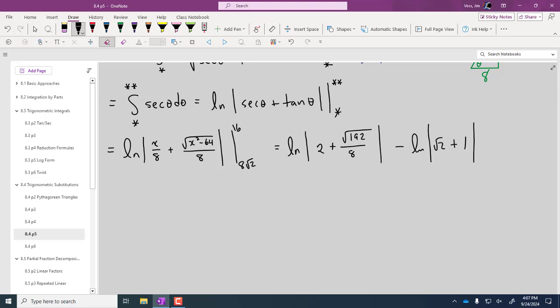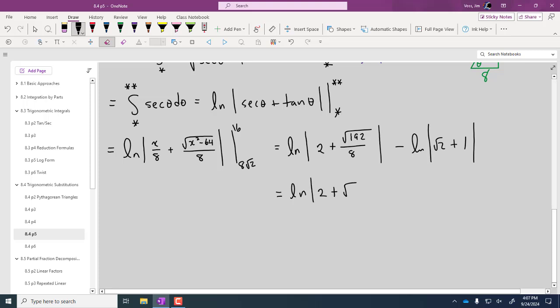Okay, 192. Somebody tell me what 192 is simplified. 64 times what? Times 3, okay. So that's going to be 8 root 3. So 8 root 3, so this is just going to be root 3. Oh yeah, 64 times 3, yeah. 8 root 3 plus 16.